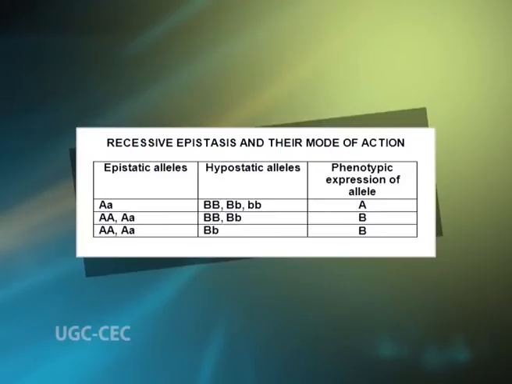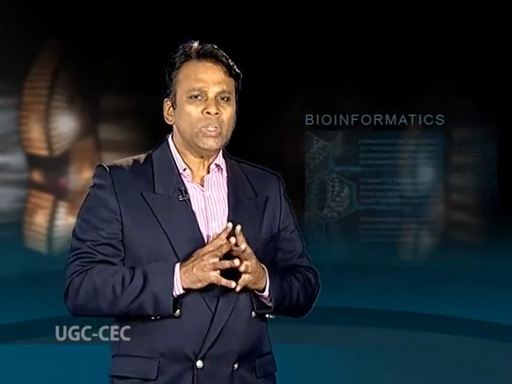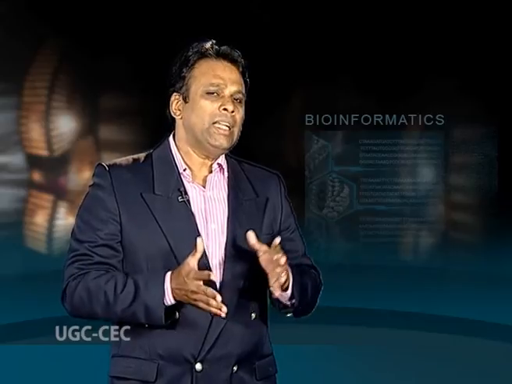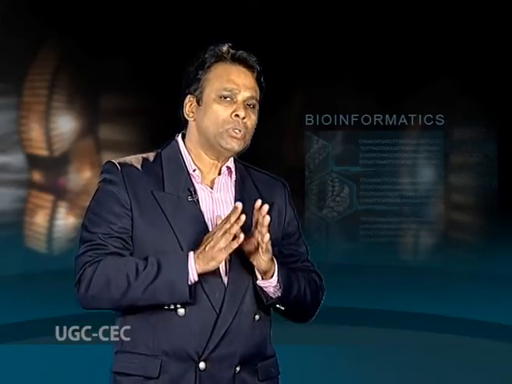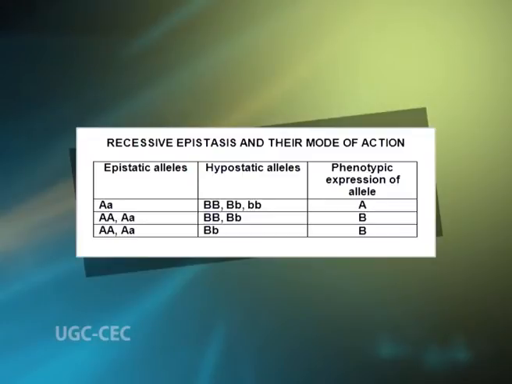The alleles of capital B locus express themselves only when epistatic locus has the dominant alleles capital A capital A or capital A small a. Due to recessive epistasis, the 9:3:3:1 phenotypic ratio becomes modified into 9:3:4. In this particular table, you can see the recessive epistasis and their mode of action.